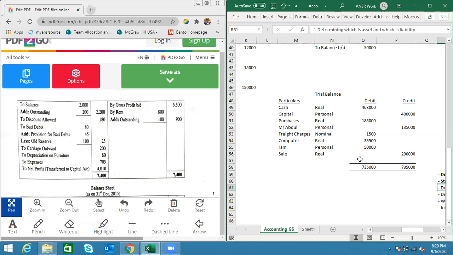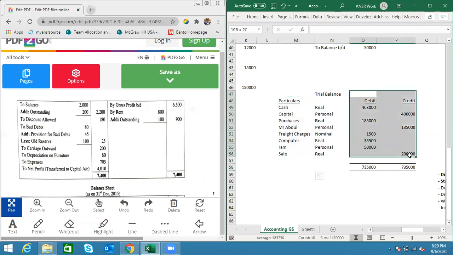Before that, let me quickly revise what we have already done here. After we populated the trial balance, for each of those items we determined whether it is a real account, a personal account, or a nominal account. The rules are very simple, the same rules we applied in the journal entry. Is it a human being, an entity, or a representative personal account? If the answer to any of those three questions is yes, then that's a personal account. If the answer is no, we ask another question: can we feel and touch it? If yes, then that's a real account. If not, then it's a nominal account.